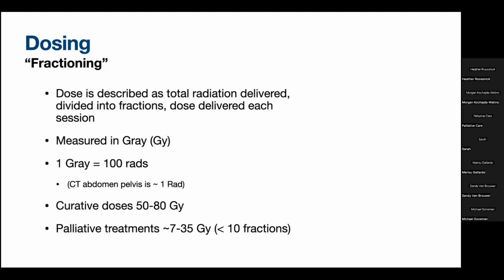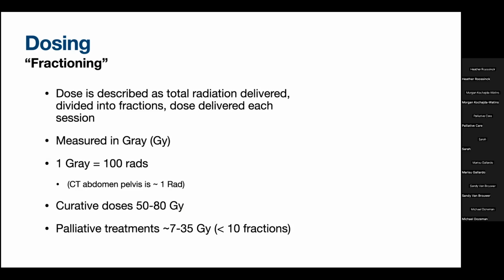So dosing itself gets a little bit more complicated. So it's not just a dose like you would think of as a dose of antibiotics or pain medications. This is described in terms of fractioning. So the total radiation delivered over the course of the treatment is usually divided into fractions or doses delivered in each session that the patient ends up experiencing. It is measured in gray.